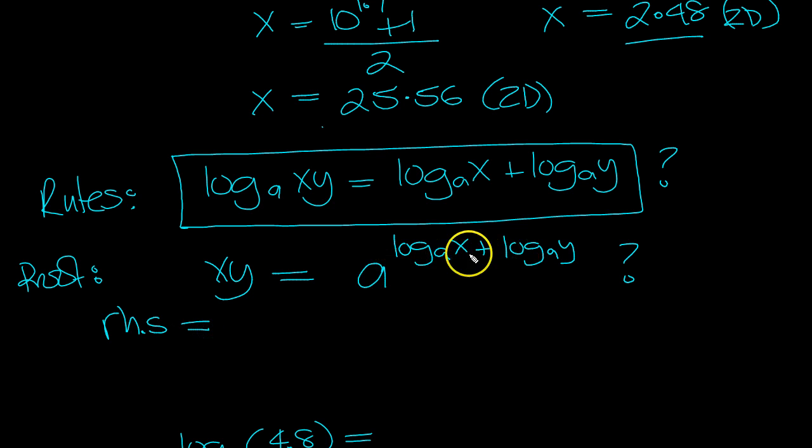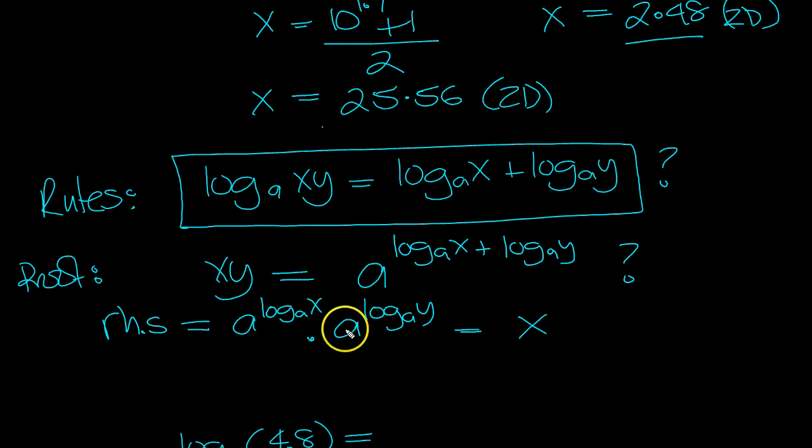Using properties of indices, a to the log a of x. This is equal to times you add, don't you? So this would be a to the log a of y. Because times you add the indices. And a to the log a of x is equal to x. And a to the log a of y is equal to y. So yes, it's fine. We could just check that.